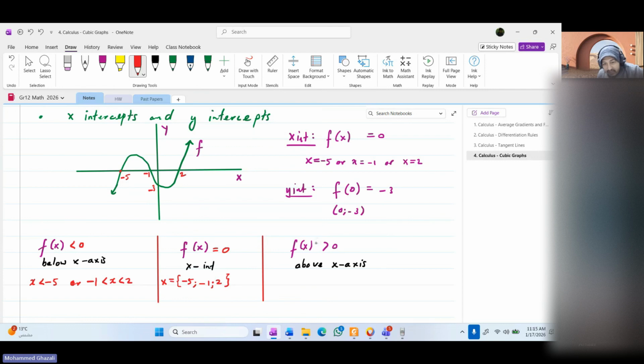When is f of x greater than 0? It is above the x-axis when it is between -5 and -1. So I'll write that in interval notation instead of writing it like this. It is between -5 and -1, or, which means union, from 2 to infinity. If you don't like to write it like this, you can write it as -5 to -1, or x is greater than 2.